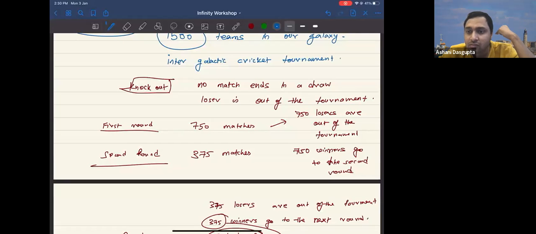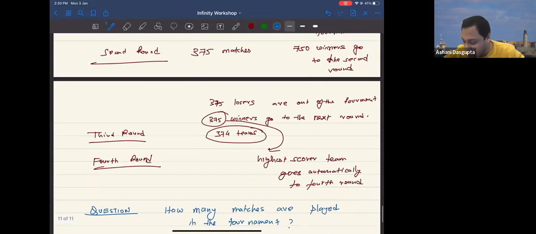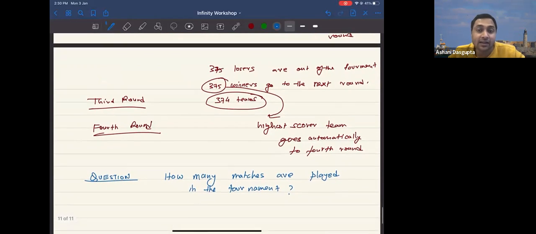Okay. So, right. As I said, every round there are several matches. Of course, if there is an odd number of winners, then you take the highest scorer and automatically promote that team to the next round. And you make sure that the other teams are playing matches with each other. Okay. So the question is, how many matches are played in the entire tournament?